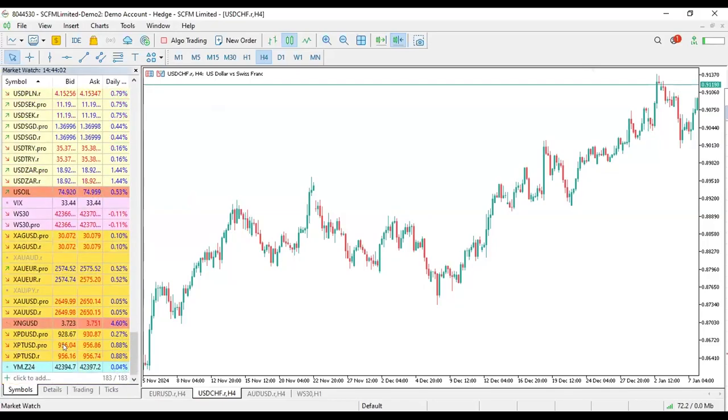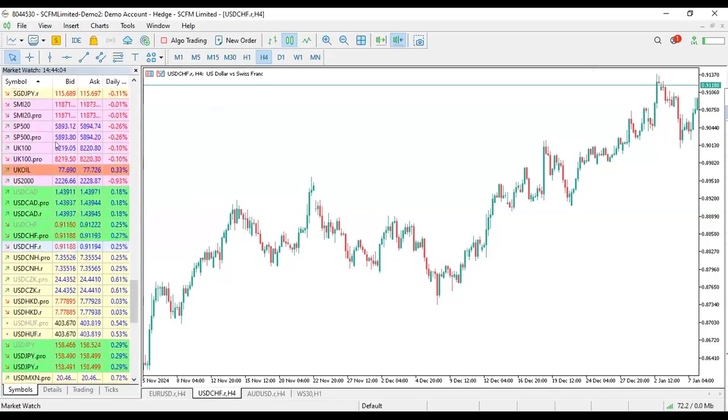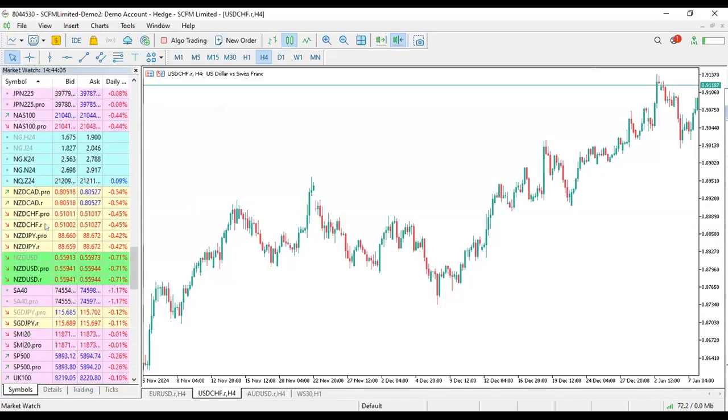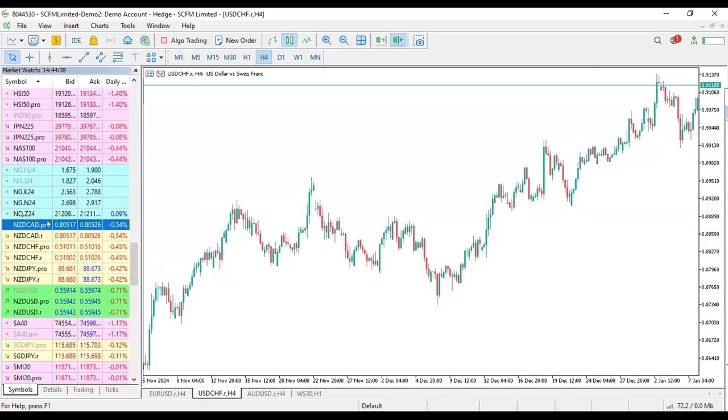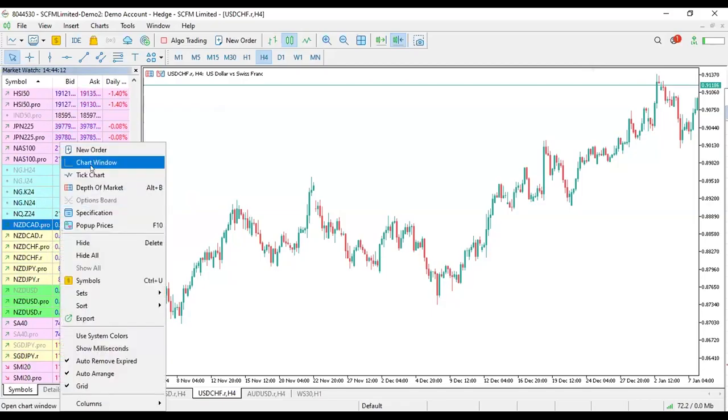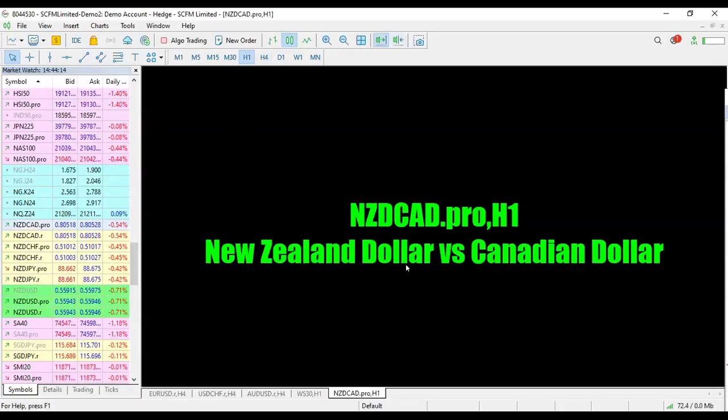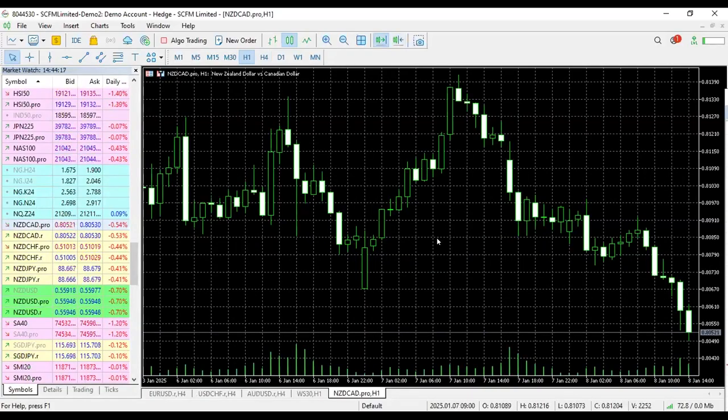So I was talking about if you want to open a certain pair or a certain chart. For example, let's say NZD CAD. You will come right here, then right click, and then open chart window like that. That's how your chart will look once you right click on it.